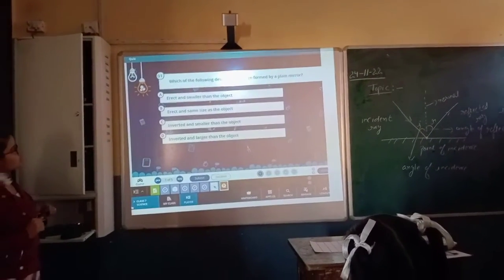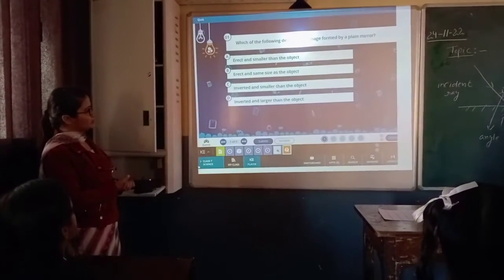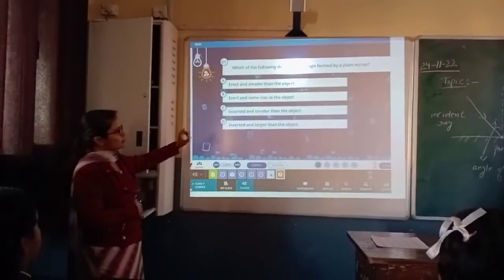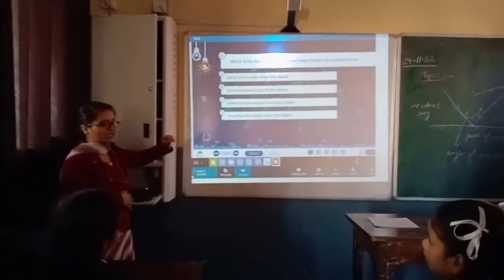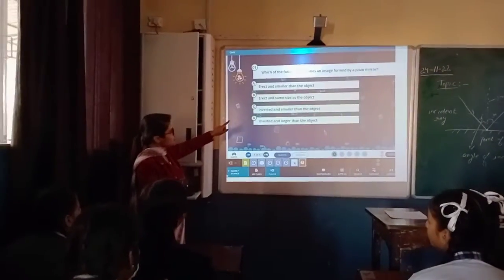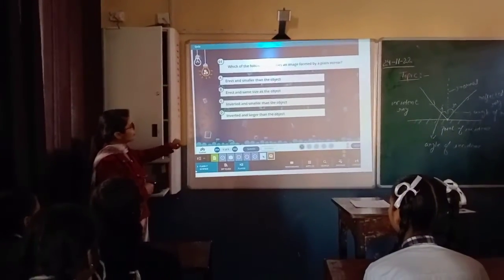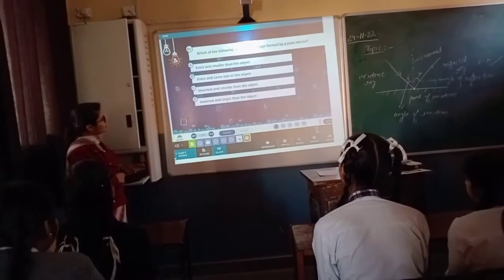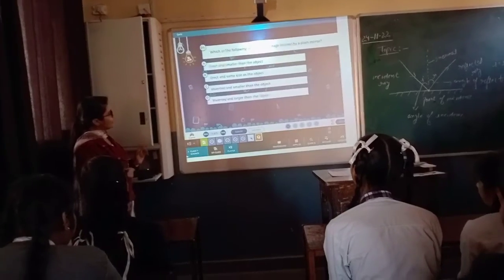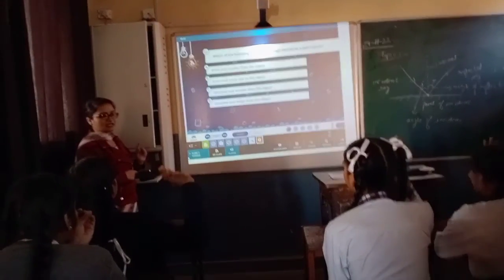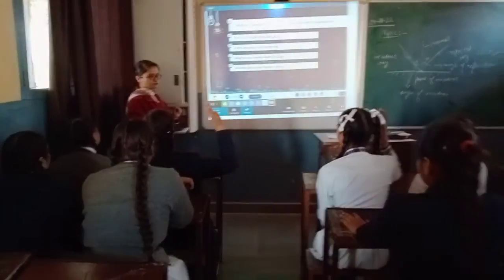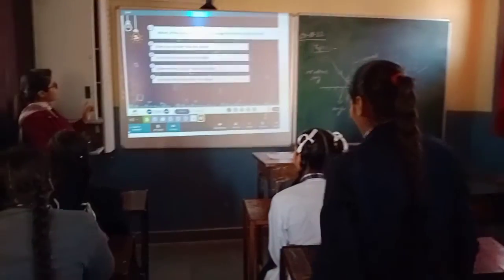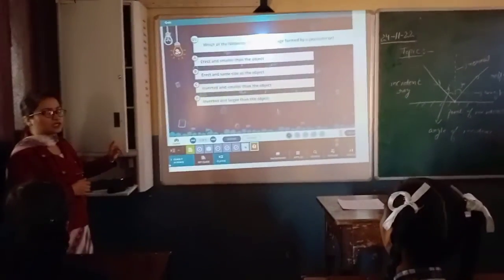Now, which of the following describes an image formed by a plane mirror? Erect and smaller than the object, erect and same size as that of the object, inverted and smaller than the object, or inverted and larger than the object. Yes, erect and same size as that of the object.